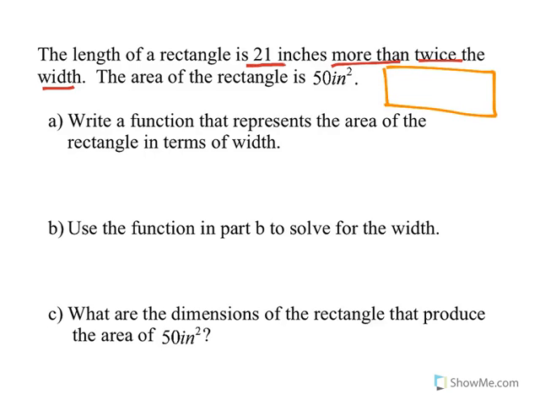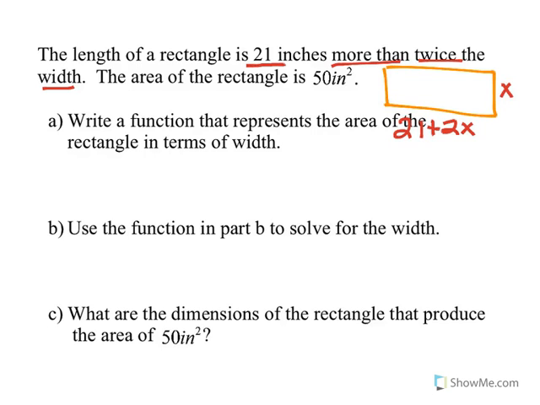We have no idea, so let's name the width. Let's call it x. You could call it w for width, but I'm going to go with x. So now our length is going to be 21 more than twice the width, 2 times the x. So now we have labeled our rectangle. It has a length of 21 plus 2x and a width of just x.